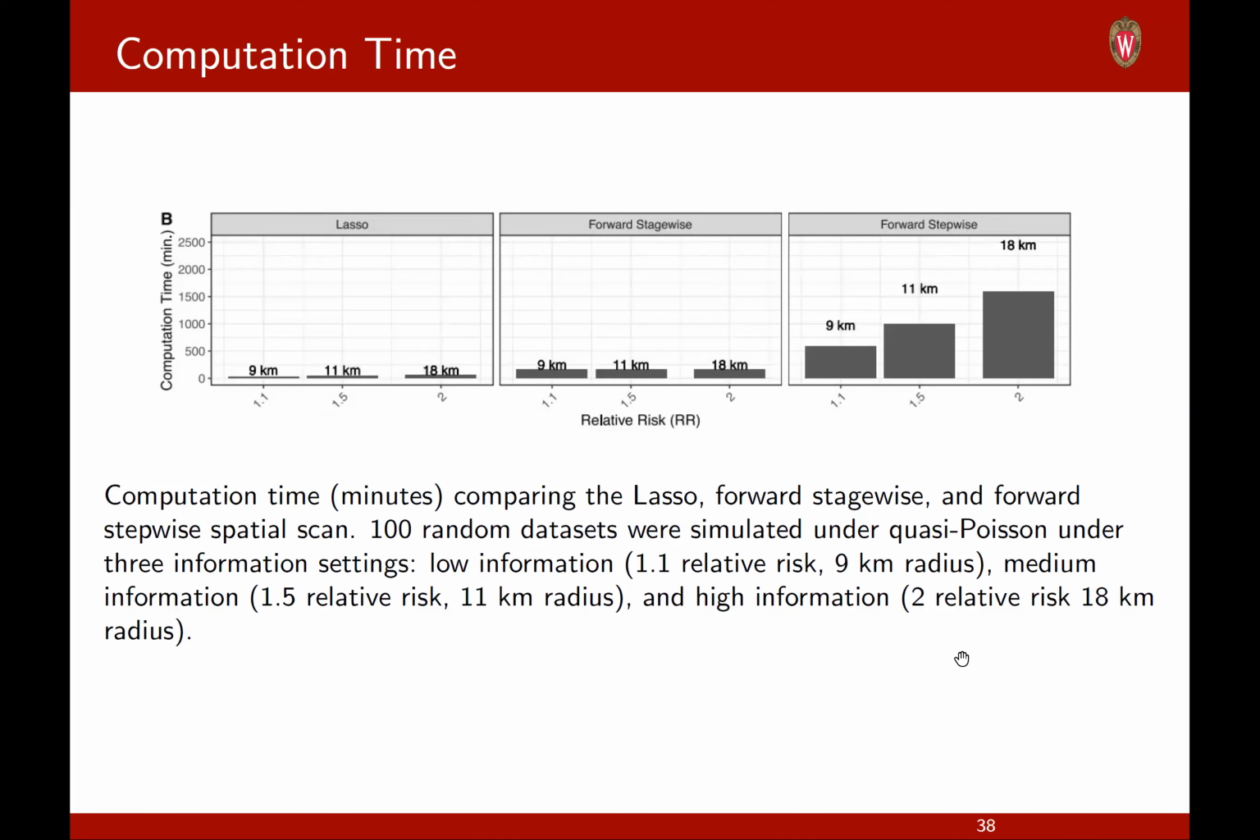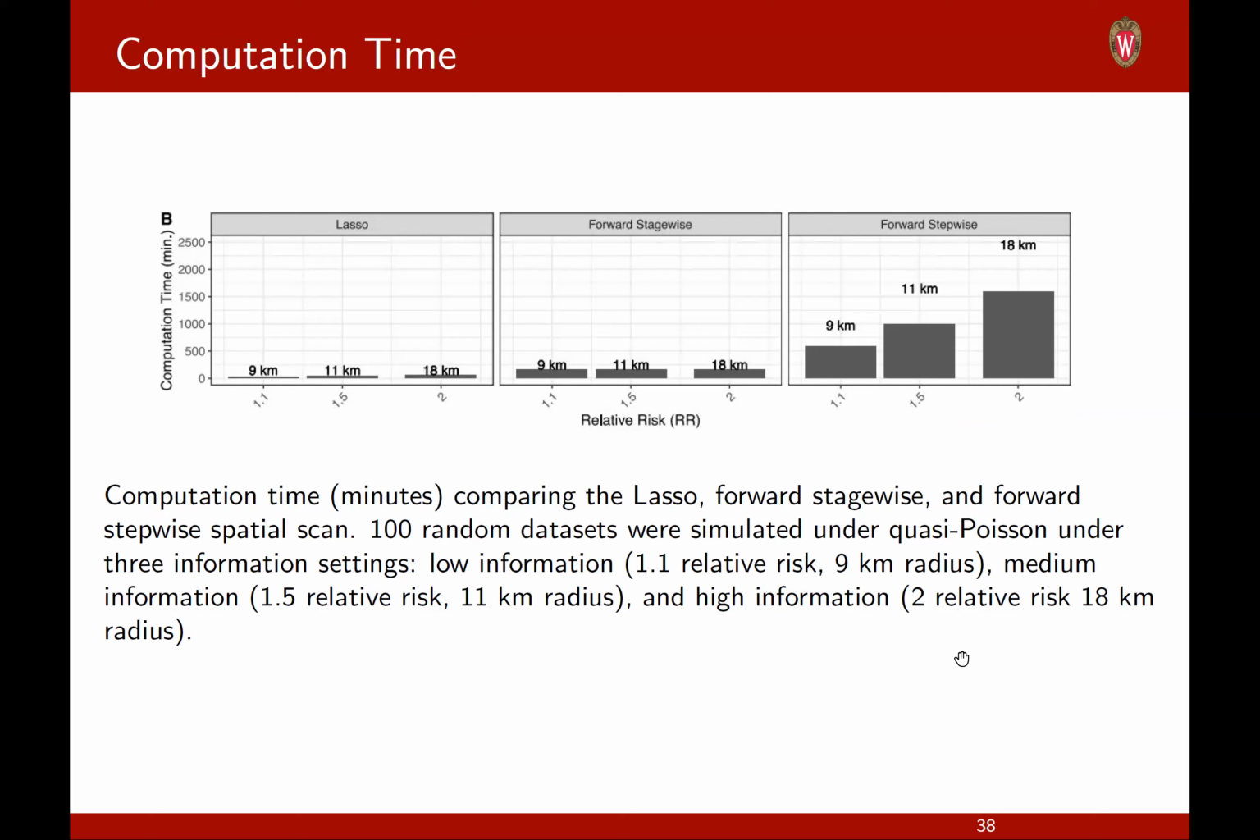Okay, and then I've talked about efficiency, so a little bit about computation time. We compare the computation time of all 3 of these methods under 3 different scenarios, which I call low information, medium information, and high information. So low information corresponds to a small relative risk of 1.1, small radius of 9 kilometers.